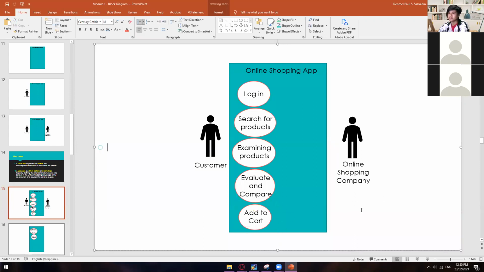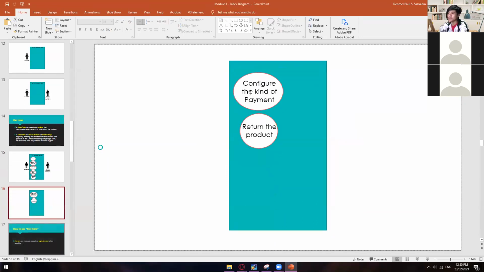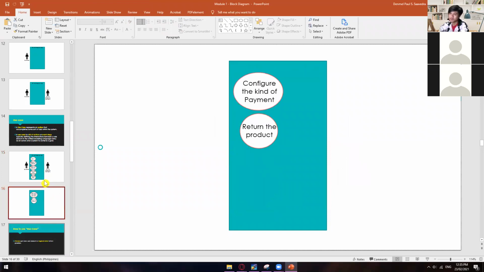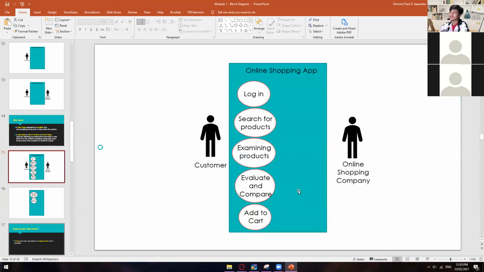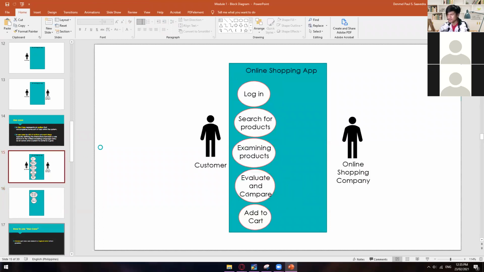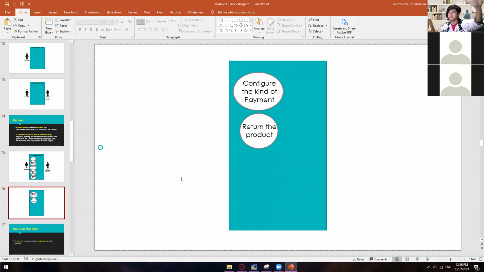Okay. So it's not only limited to the add to cart. We have an additional here, which is configure the kind of payment and then return the product. Supposedly this one is connected right here. But since we don't have enough space, I've just put it below that system. Okay, so this is another system which is a continuation of this system. All right. So can you guys still follow?